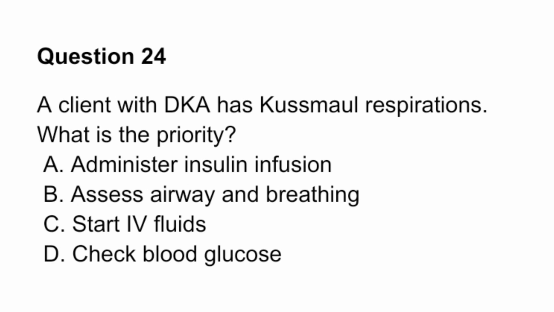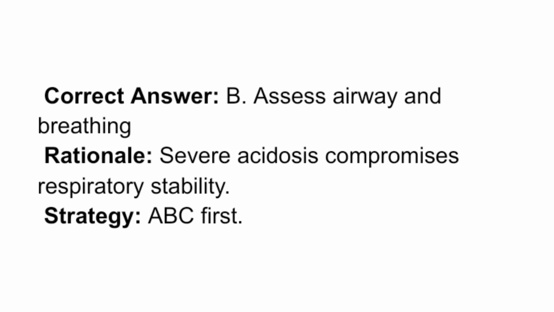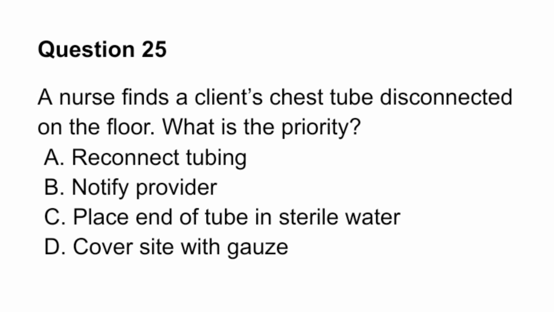Question 24. A client with DKA has Kussmaul respirations. What is the priority? A. Administer insulin infusion. B. Assess airway and breathing. C. Start IV fluids. D. Check blood glucose. Correct answer, B. Assess airway and breathing. Rationale: severe acidosis compromises respiratory stability. Strategy: ABC first.